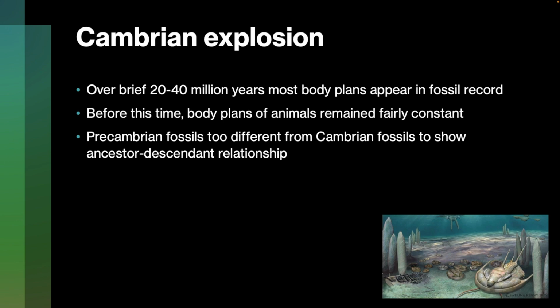So pre-Cambrian fossils are too different from Cambrian fossils to show any ancestor-descendant relationship. That's kind of what I was saying before. So if we're going to have vertebrates, how do you get from a sponge to a vertebrate? Or how do you get from a jellyfish to a vertebrate? And they have no examples. Transitional fossils between there. No, there's no transitional fossils between those. And so that's a major problem for their theory.